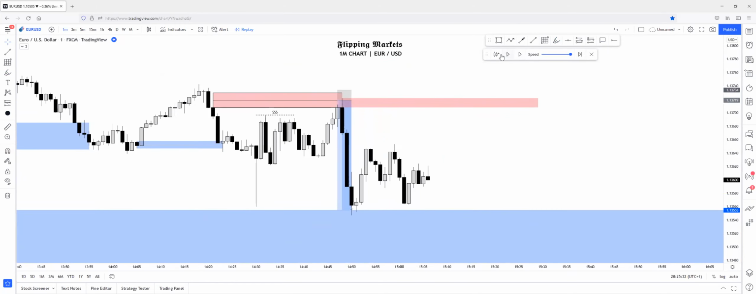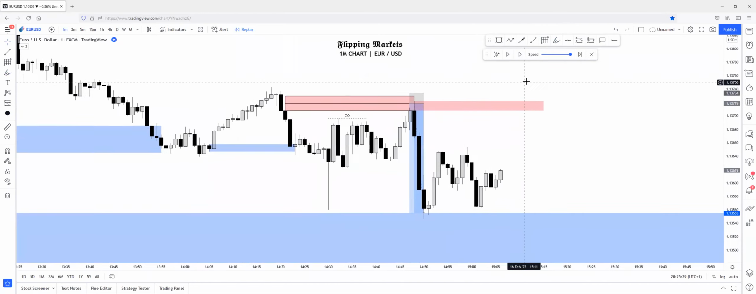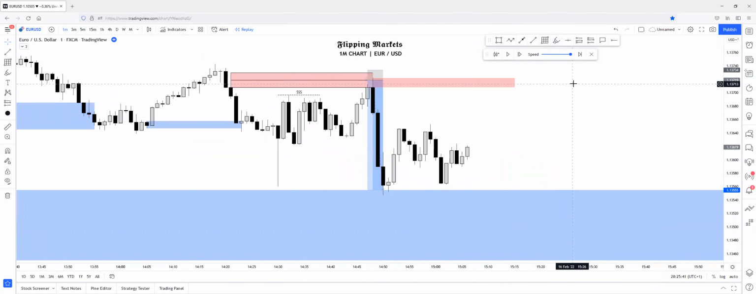Sorry, that's too fast. Okay, there's a liquidity creation for this zone. Actually, as you can see, here's a perfect liquidity building up for this zone. So I'll be risking this setup because the main trend is still bearish.